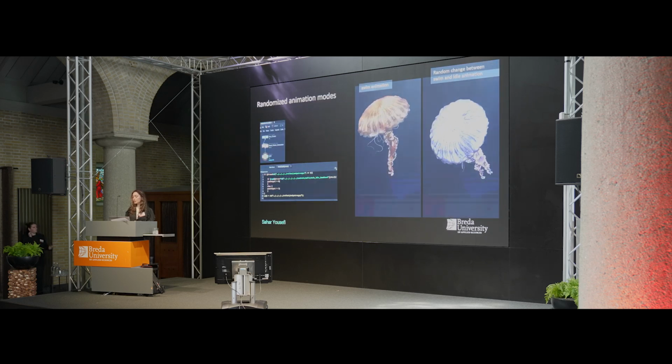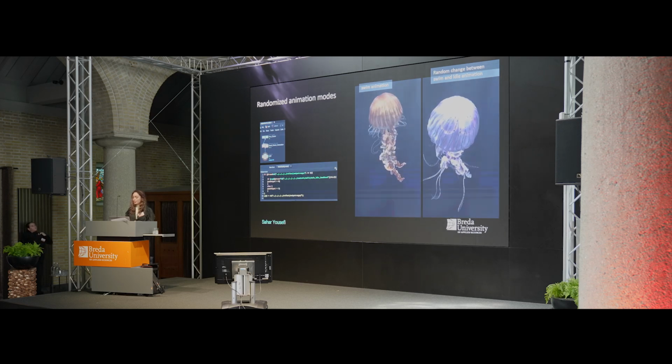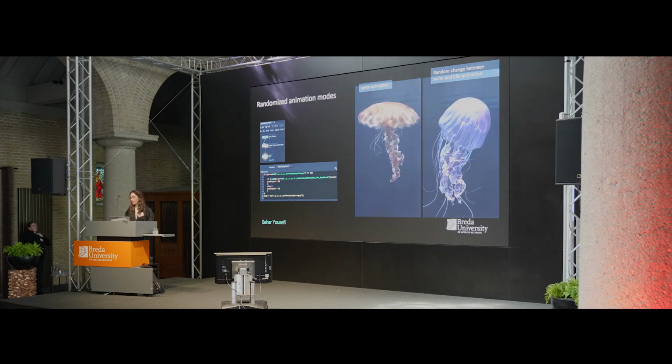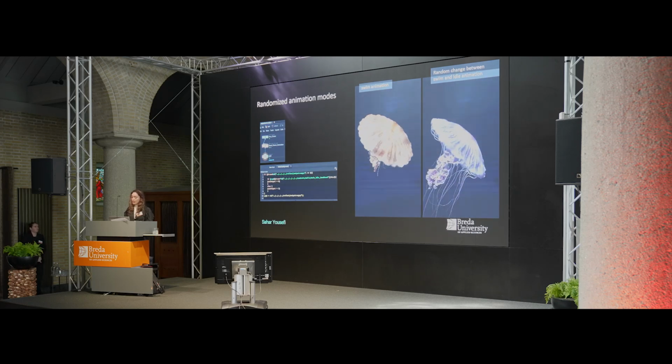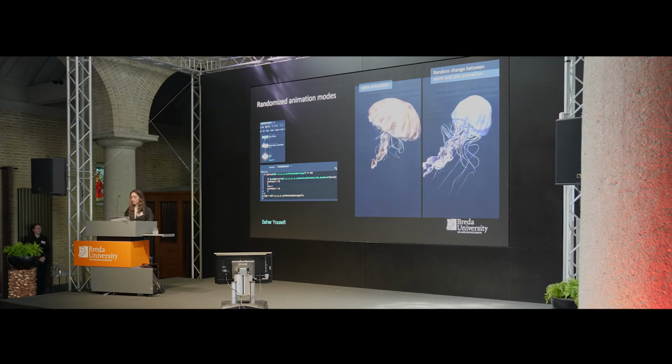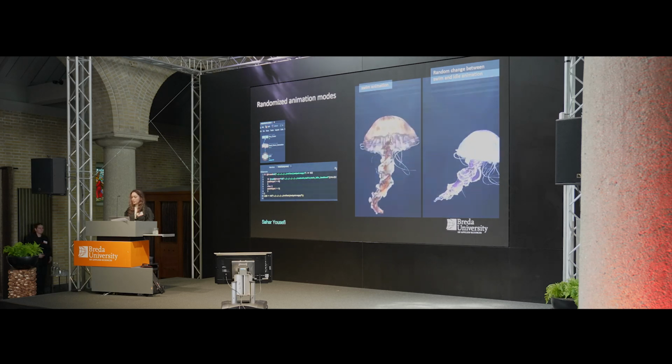A jellyfish usually doesn't follow a regular swimming pattern. They're actually quite random. To simulate this, I designed a system that switches randomly between swimming and idling for each animation cycle. So when the feature is activated, each individual jellyfish displays a unique animation pattern, which makes complex scenes more realistic.